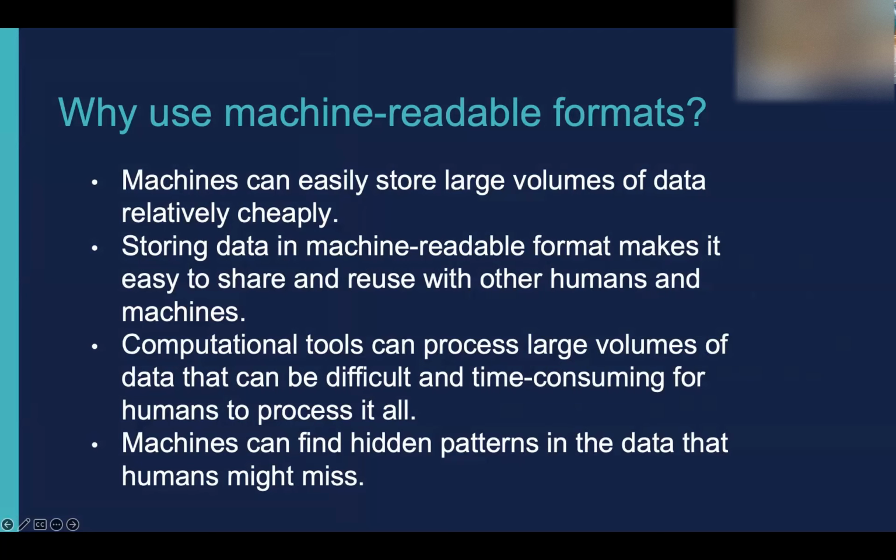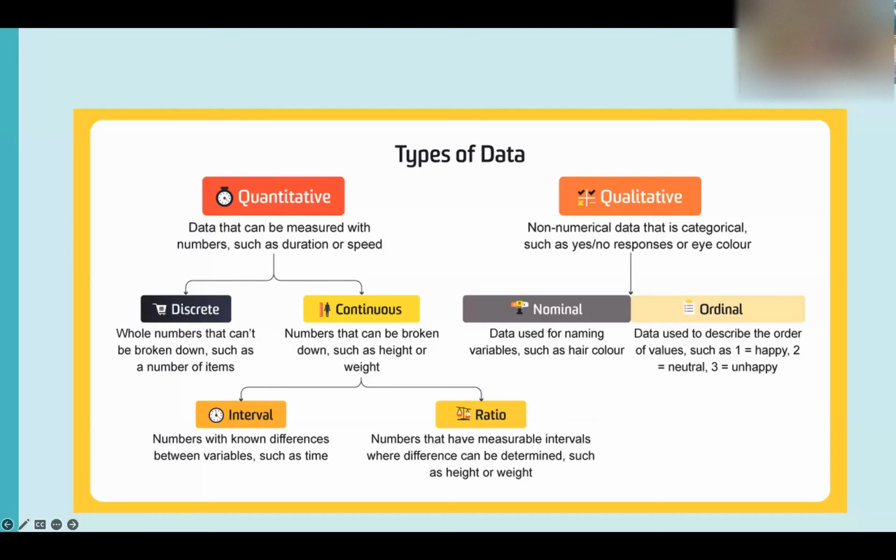And best case scenario, machines can find patterns that humans might miss. So you're all probably using machine readable formats already. In our next workshop on data management, we'll talk about how to organize your files, how to optimize those machine readable formats so that you're working efficiently. But for now, I want to get back to some types of data that you'll see, because understanding the type of data you're working with will help you prepare your data for analysis and select the appropriate data analysis tool for your research.